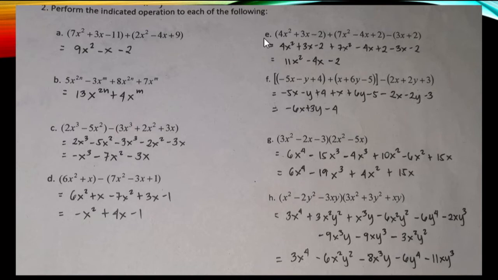Next, 4x squared plus 3x minus 2 plus 7x squared minus 4x plus 2 minus quantity 3x plus 2. So, the only part we need to distribute is the last one. So, copy everything, then this becomes negative 3x, and this becomes negative 2. Then, combine like terms. So, 4x squared plus 7x squared, that is 11x squared. Then 3x minus 4x minus 3x, that is negative 4x. Then negative 2 plus negative 2, this is negative 4.